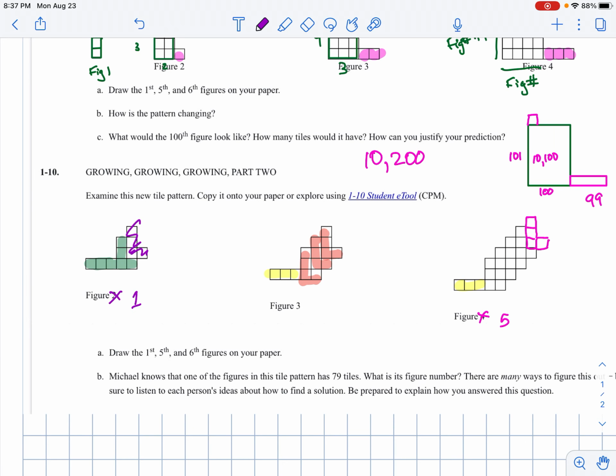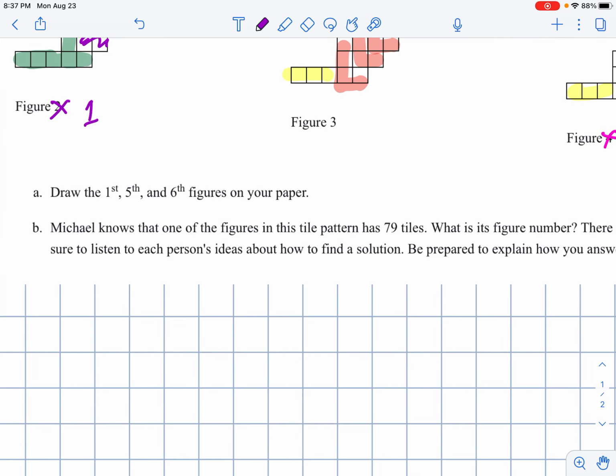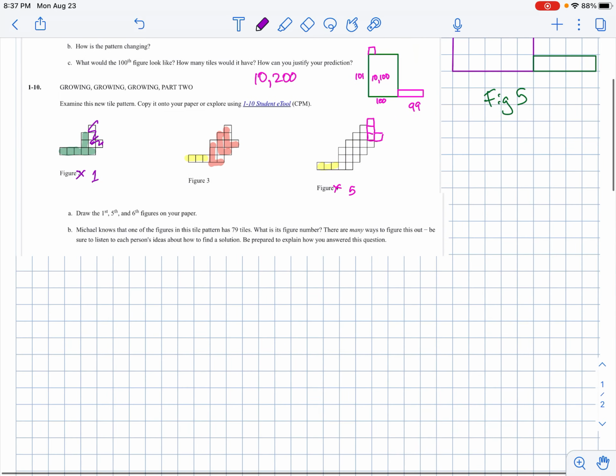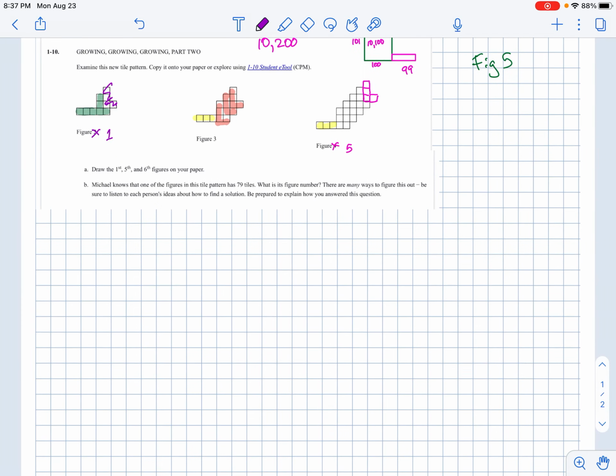Now, here's the big thing. How can we predict ahead? Look, they want to know, Michael knows that one of the figures in this tile pattern has 79 tiles. What's its figure number? Well, there's a couple ways we could get to that, and this is the big part of what I want you to start to do with these. This is a huge, important skill to develop. And when I get back, we're going to go over this every day. It's going to be like a warm-up for us every day.